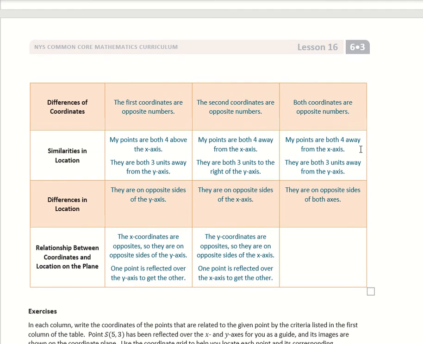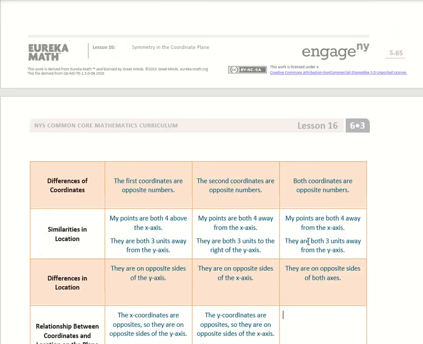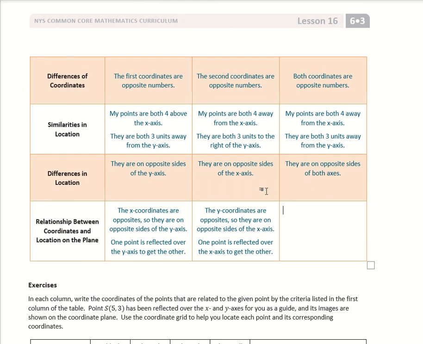Now, we combine our differences just like we had before. And now our differences, I don't need to scroll up to see the differences in coordinates anymore. It was all planned. So, both coordinates are opposites. As we know, both coordinates are opposites, both my first and my second, my x and my y. So they are on opposite sides of both axes.